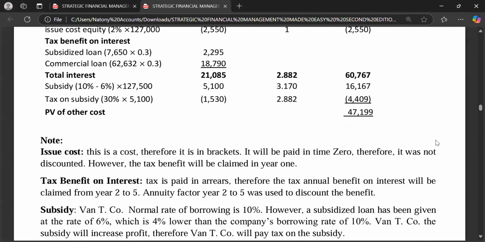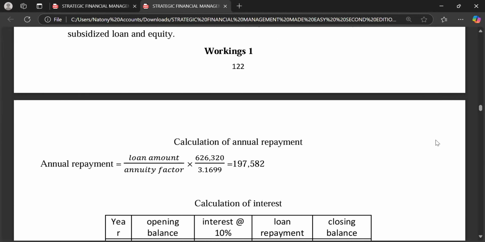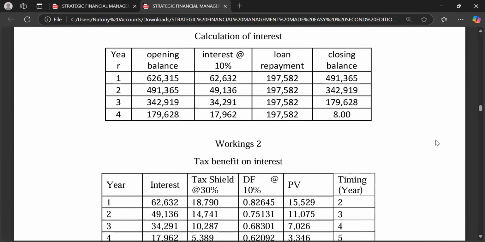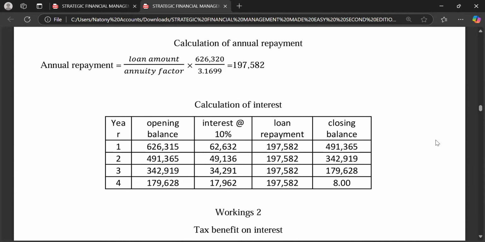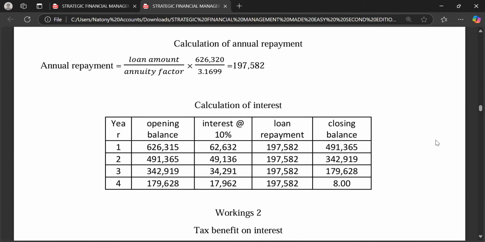So the difference now between this and scenario 2 is this. This is the amortization schedule. Anytime there's going to be an amortized loan, you may need to calculate an amortization schedule. So in this amortization schedule, the total amount that is required, which we calculated earlier on, is 626,320, including the issue cost. So this is the gross amount.